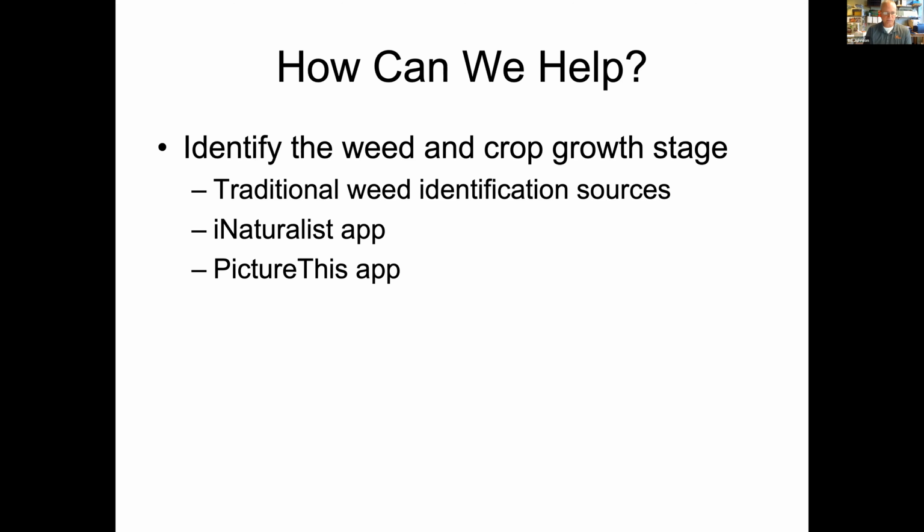Well, the first thing is we have to know how to identify the weeds. You can use traditional weed identification services. There's a couple of different apps that seem to be fairly reliable too, with our main species, and that's the iNaturalist app, and there's also another one called Picture This, and there's a third one that I can't think of the name of now that some people have mentioned as I've given this presentation.